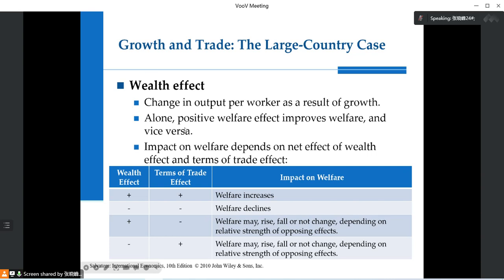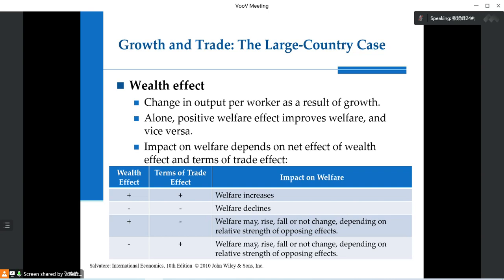The wealth effect: change in output per worker as a result of growth. That is, we take the per worker into consideration. We use a unit change to describe the wealth effect. A positive wealth effect improves welfare, and vice versa.